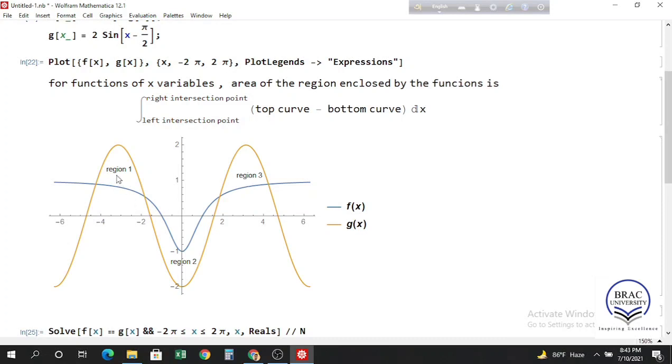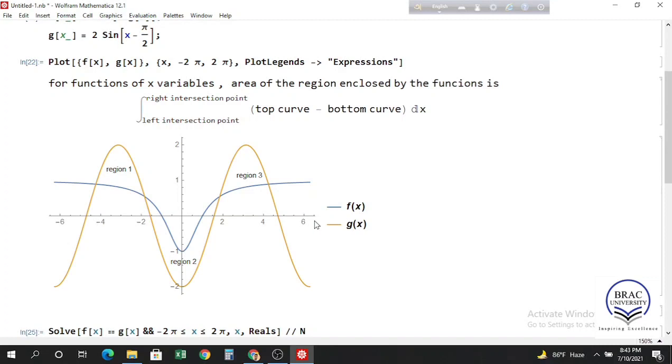Let's look at this again. This is our region 1. We have to find the area of this region, and again the area of region 2, and again the area of region 3, and then I will add these three areas to find the total area. So let's look at the formula now.